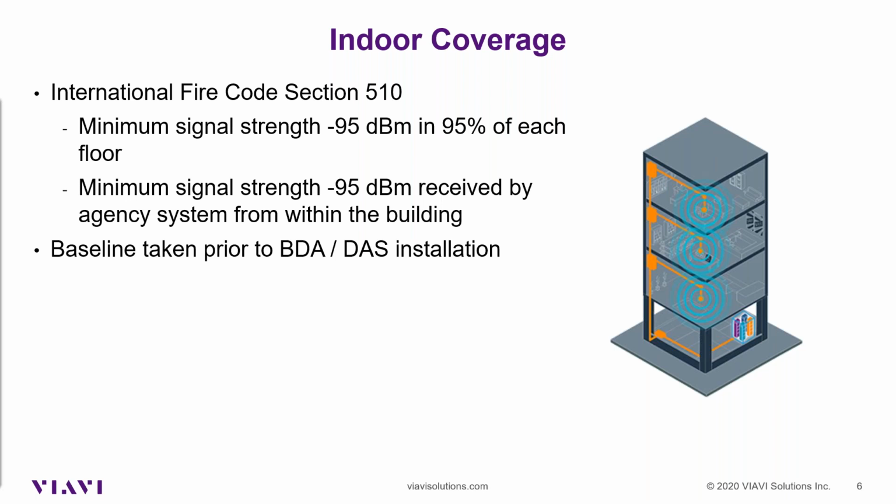So we take a baseline prior to the installation of a BDA and DAS, and then once that's installed, we can go back and verify that it did address the weak areas that we needed to address. So we can once again take our mapping software like the TRX Neon, walk through the building, and verify that it is in fact brought up to that minimum of negative 95 dBm. We can verify that the signal quality is good, and now we have a baseline for future measurements.